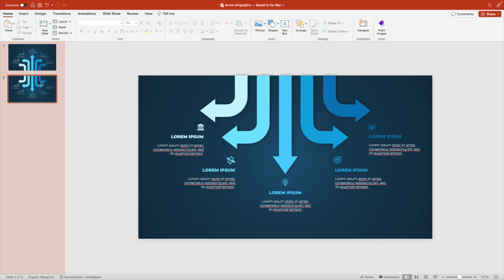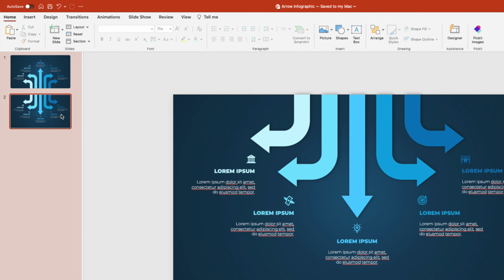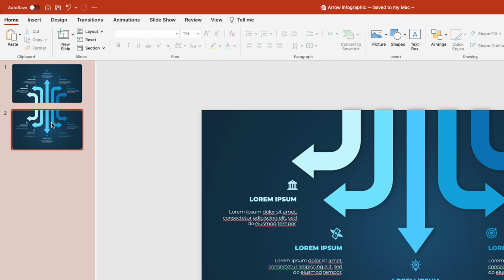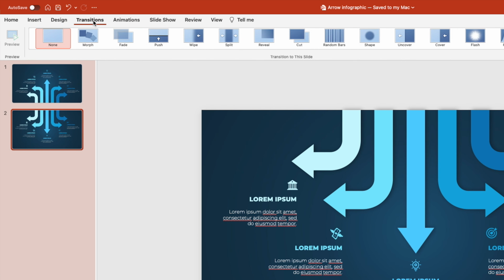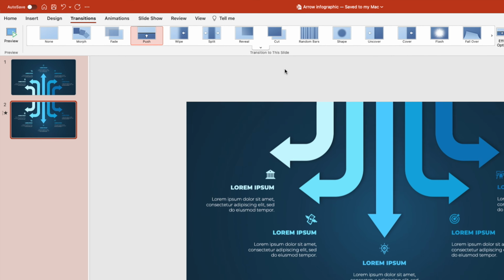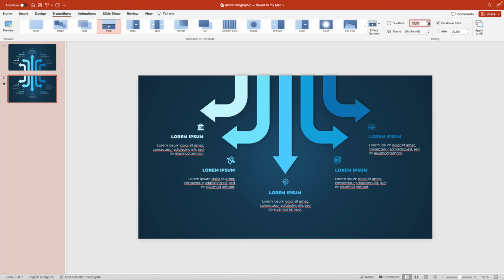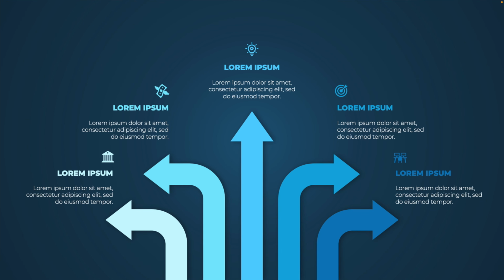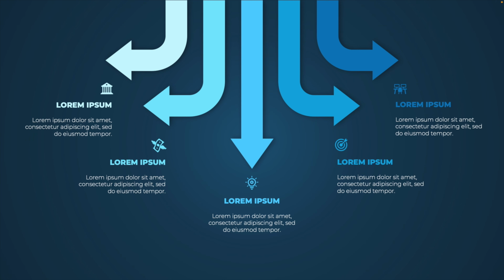For the transition here, we can easily use a push transition between the slides. So if we add a transition, push, and then we reduce the timing to about 2, then we can see once we click that the slide shifts down and it reveals the bottom side.